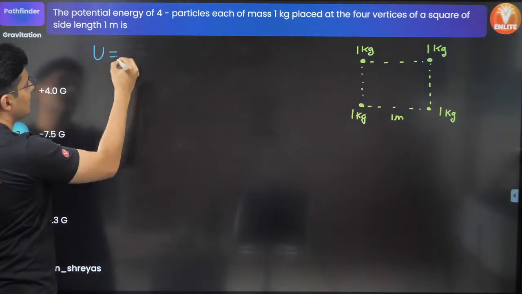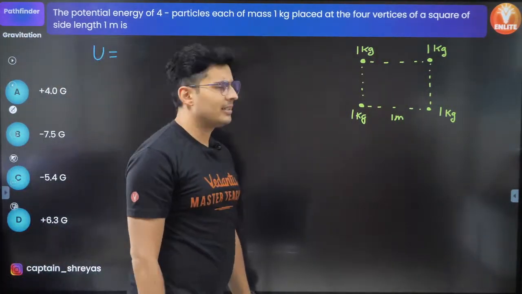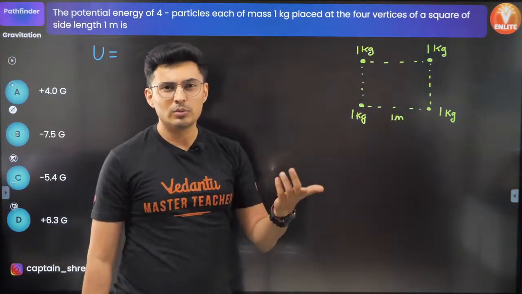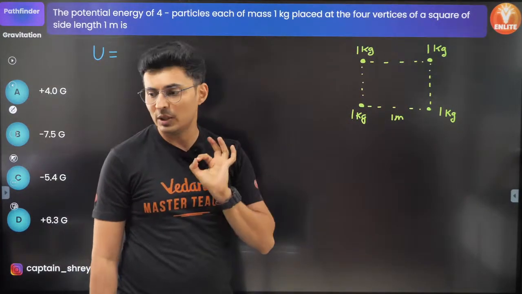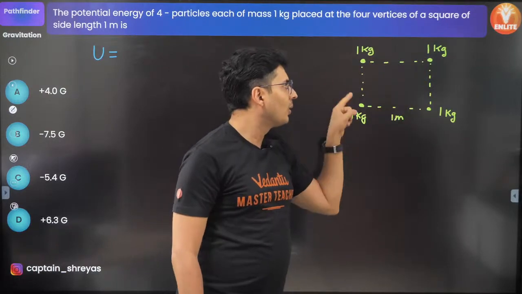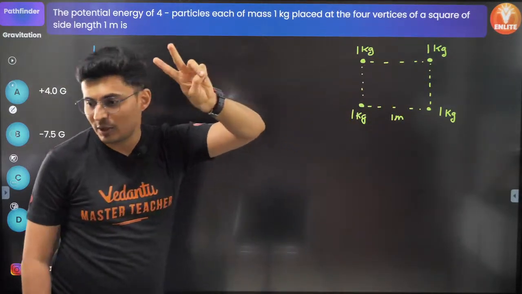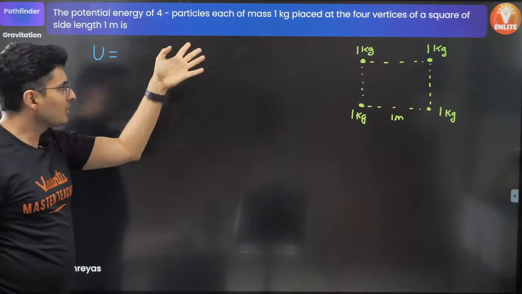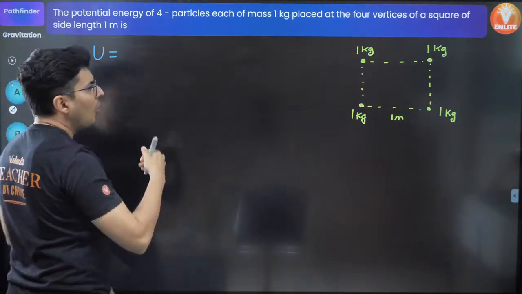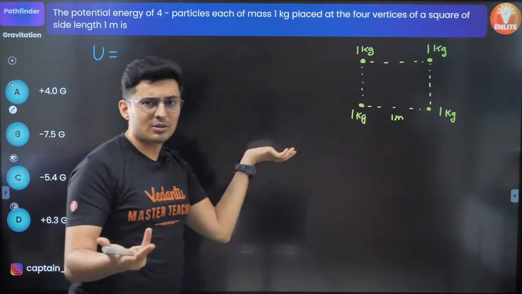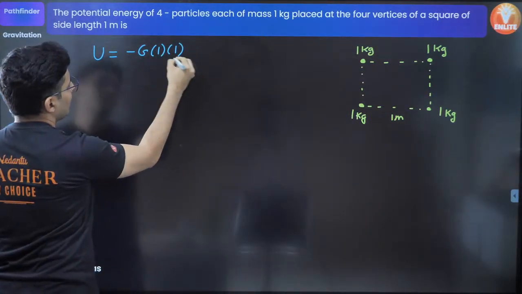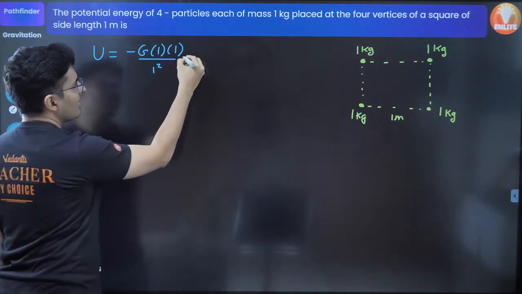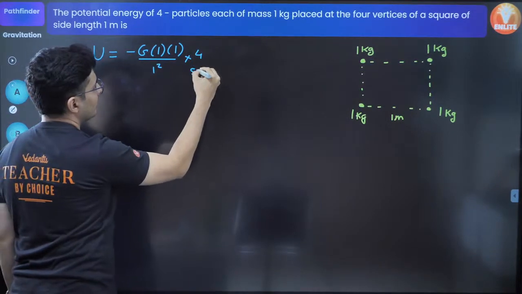So the total potential energy, how many terms will be there? NC2, 4 points. How many lines can you draw? 4C2. So 1, 2, 3, 4, 5, 6. 4 sides and 2 diagonals. So what are the 4 sides? Oh, all the terms are similar. So it's going to be simple. Minus G into 1 divided by distance, which is 1. But that will come 4 times for all the sides.